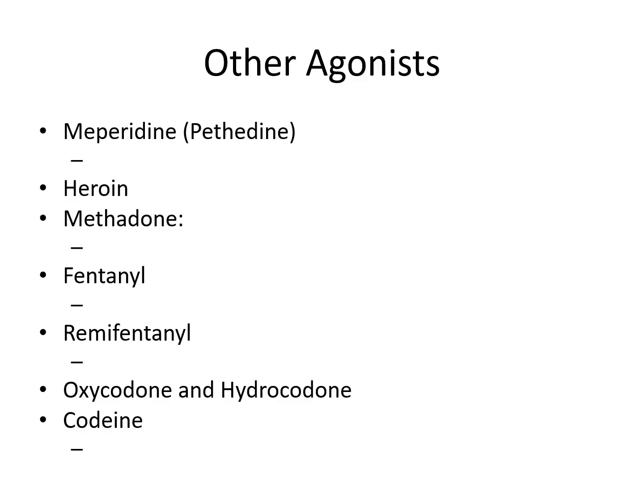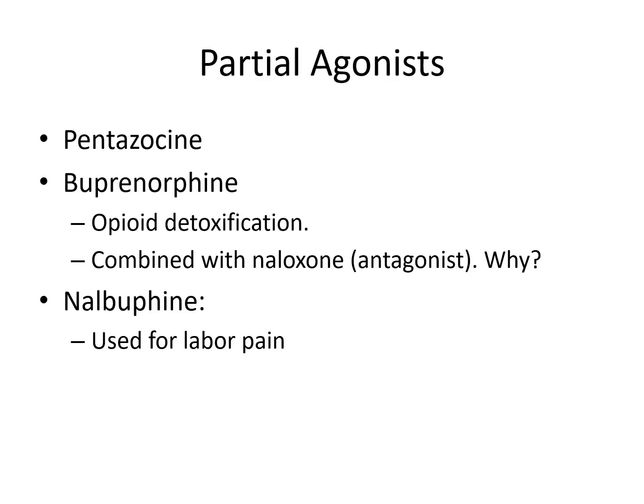It's one of the natural opioids, and it's mainly used as an antitussive. These drugs are full agonists. Now we have some partial agonists. We have pentazocine, buprenorphine, as well as nalbuphine. Nalbuphine is used during labor pain, during delivery. It has a low effect on the uterus during the process of delivering the baby, but it can provide some good pain relief to the mother during delivery.